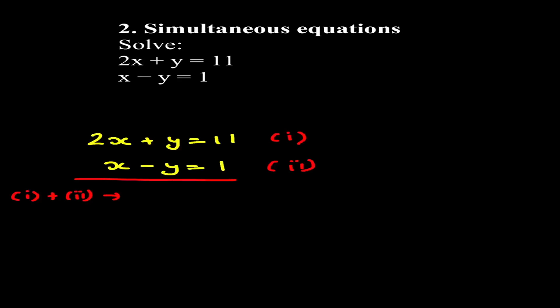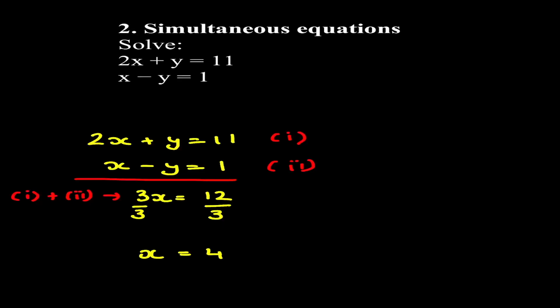Okay, so I have 2x plus x, which is 3x. y plus negative y, which is 0, which is what I was trying to get, and 11 plus 1, which is 12. Now, all we need to do is divide both sides by 3 in order to get x by itself. 12 divided by 3 is 4. So x equals 4. Perfect. Now I've got one of the answers.